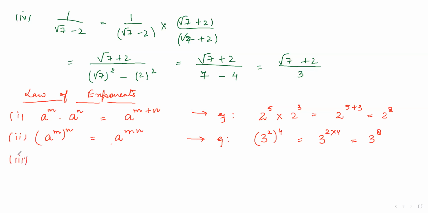Third law is, now division, so multiplication we have seen. For example, I have a to the power m divided by a to the power n. Number is same, but only the powers are different in numerator and denominator. So it will be a to the power m minus n. Clear? Let me give one example. For example, I have 2 to the power 5 divided by 2 to the power 3, right? So this can be written as 2 to the power 5 minus 3. So 2 to the power 2, which you can solve also. 2 to the power 2 is actually 4.